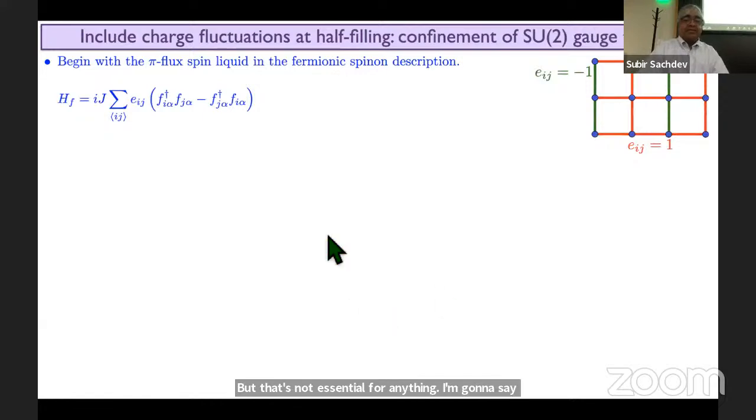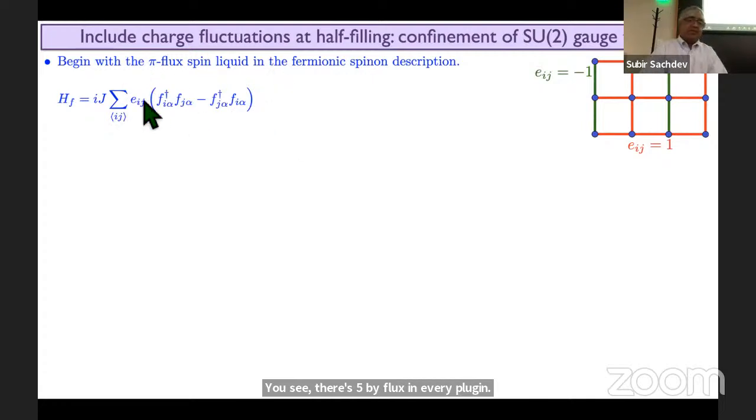All right, so here's the pi-flux spin liquid. There's no SU(2) gauge field, which I've dropped. And I've written it in a peculiar gauge, which is actually quite useful. I make every hopping matrix element purely imaginary with some orientation that I haven't specified. And then there's this e_ij, a fixed field, which has pi-flux. So now you see there's pi-flux in every plaquette. Okay, so that's e_ij. It's going to go along for the ride.